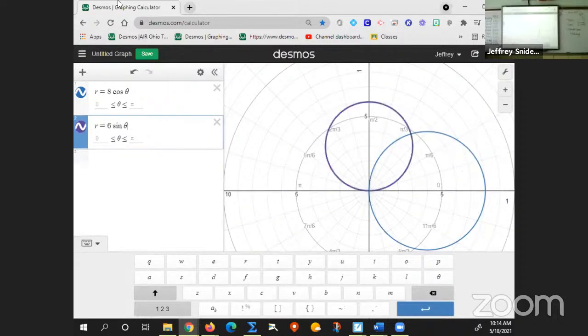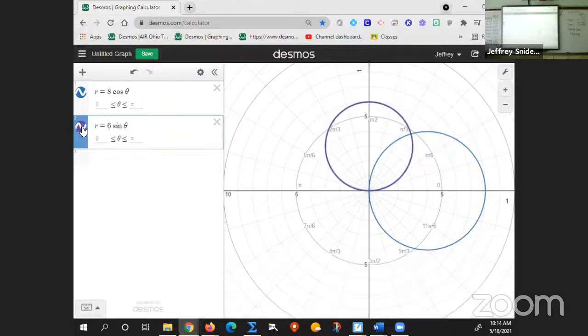Okay. And that will be black. I'm going to make it black so I know which one's which when I'm looking at them. All right. So somebody talk to me about, what do you notice? What's different? What are they both forming? They're both making circles. Okay.